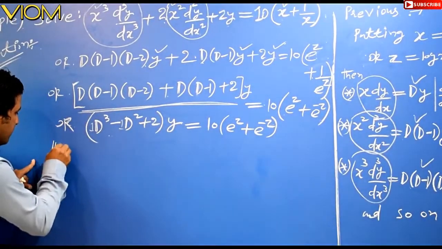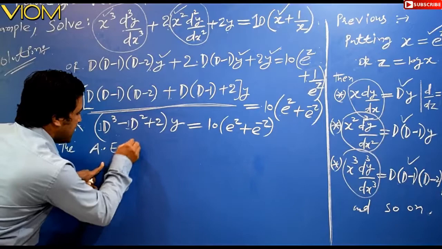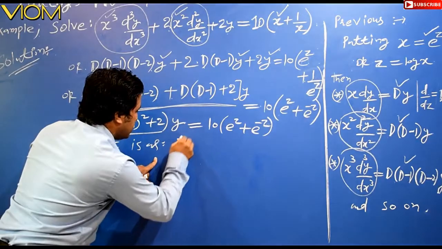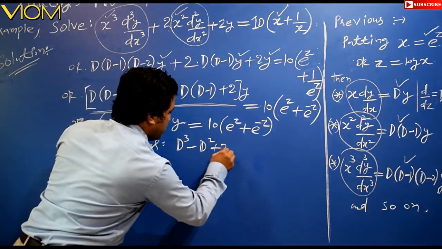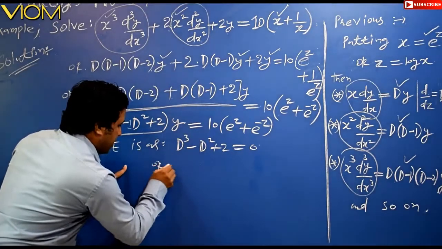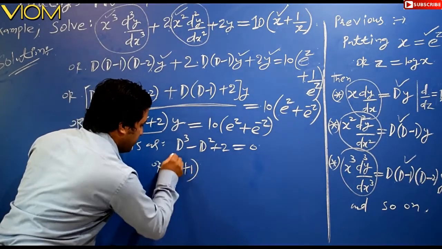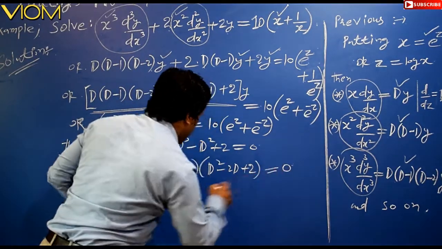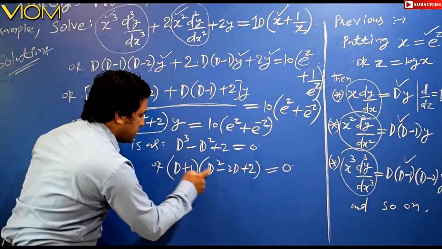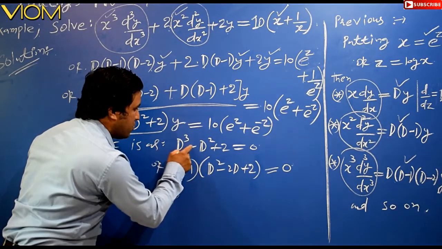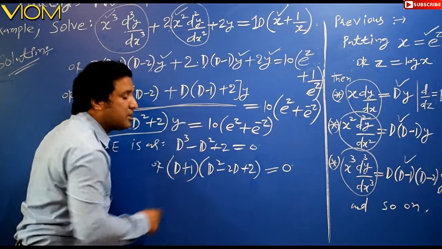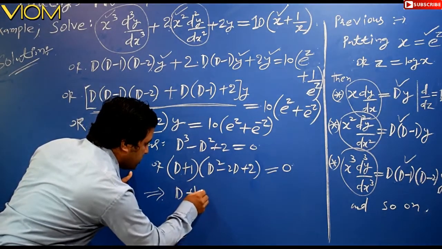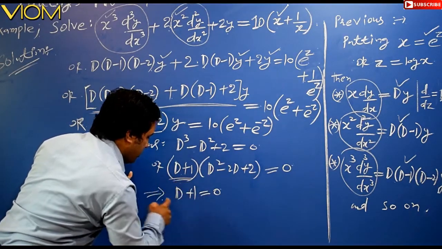Now the rule is, the auxiliary equation is this, putting this one equal to 0: D cube minus D square plus 2 equal to 0. We can factorize this one, we can write (D plus 1) into (D square minus 2D plus 2) equal to 0. You just multiply those two factors, so there arises this cubic equation, D cube minus D square plus 2 equal to 0. This is 100% right. And we will equate this factor D plus 1 equal to 0 and this factor equal to 0.